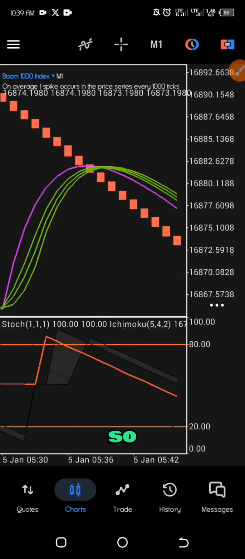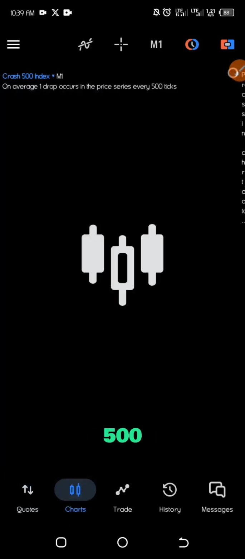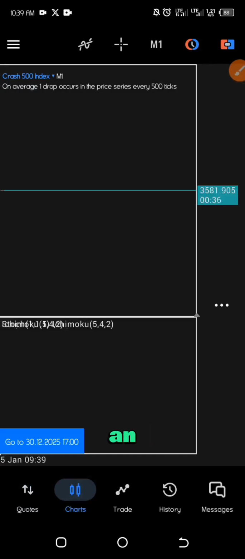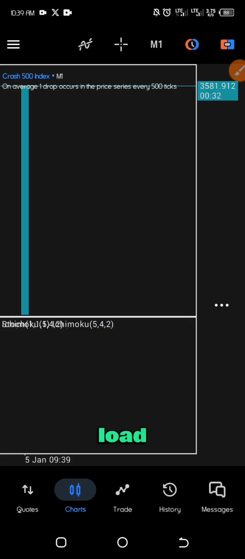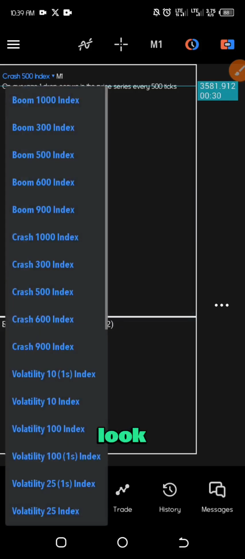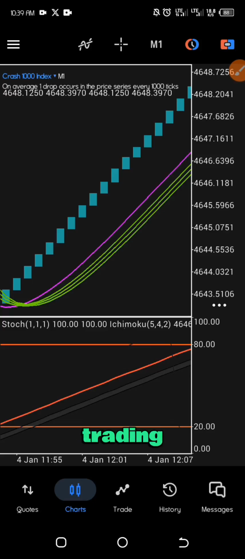Jumping to another index, I'm going to use Crash 500 as an example for you guys. Let's wait for the chart to load up. Let's look for Crash 1000 then. So this is Crash 1000 right here. Let's look for another trading setup.